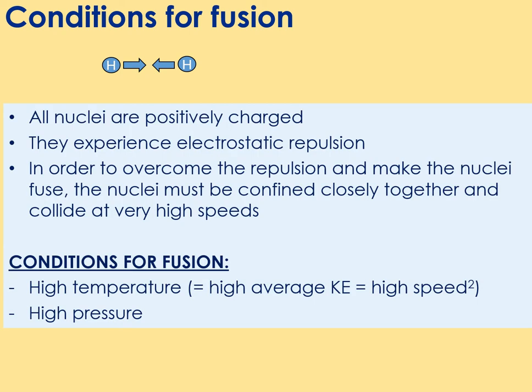So the next thing you do need to know about fusion after the definition is the conditions needed for fusion. So we've said that fusion is fusing together two small nuclei, but the problem is all nuclei are positively charged. So to try and hit together something that's positive and something else that's positive, what do we know? They are going to want to repel due to the electrostatic forces between them. So in order for them to actually collide into each other, they need to hit together very hard, so they need to have a very, very high speed, and they also need to be close together.